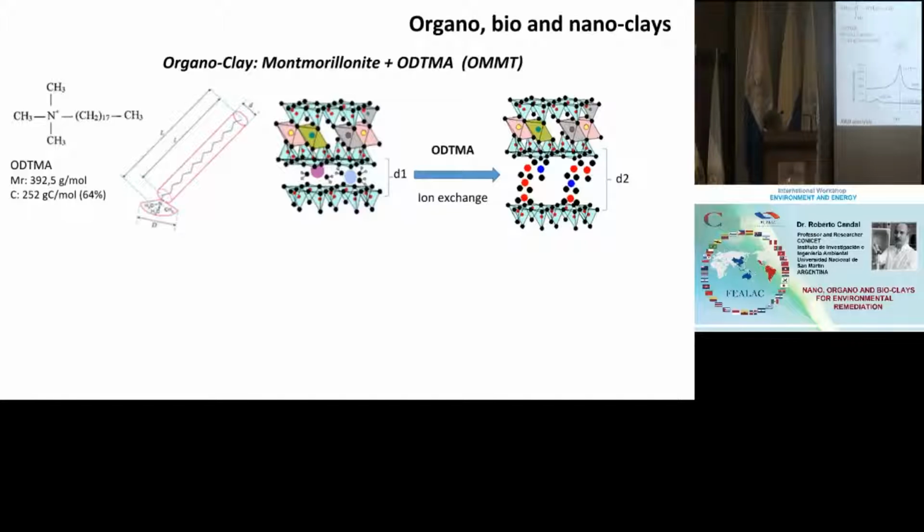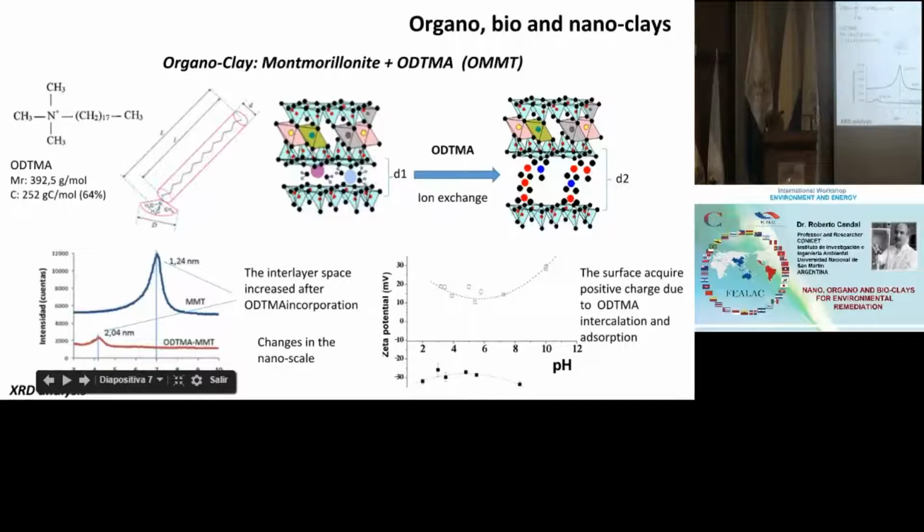There are some characterizations here. If you see it through X-rays, when you increase the surfactant, it corresponds to the fraction of interplane space, and it displaces to lower angles that correspond to a bigger interlaminar space, 1.24 nanometers to 2.04 nanometers. We're working in nanometric scales. That's why these materials are considered modified at nanoscales. As for the potential, what happens with the surface load in pH, this clay is intrinsically negative, but when you add ODTMA, it passes to positive and it changes characteristics, and you can use it to target organic matter in water.